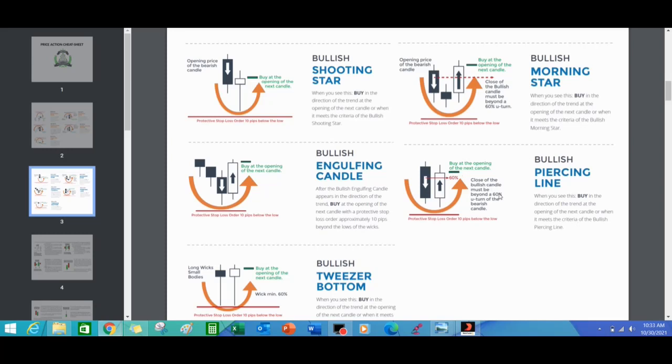So I'm going to read out what we have right here. Piercing line: when you see this, buy in the direction of the trend at the opening of the next candle, or when it meets the criteria with the piercing line. So that is when you should start buying.